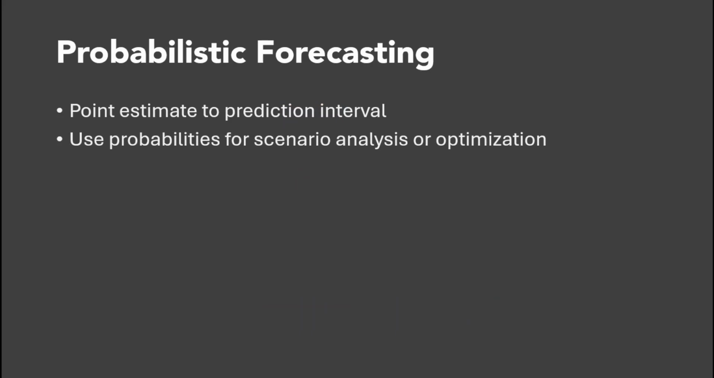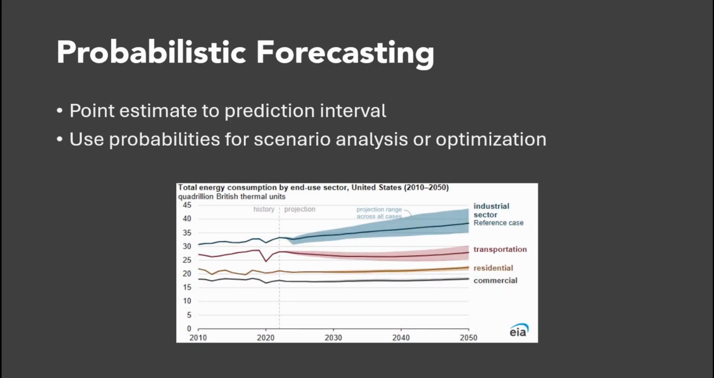Up until now, we've focused on forecasting point estimates. However, time series forecasting models can be adapted to provide probabilistic forecasts, where there's a prediction interval. The chart below provides a good example of how those prediction intervals are being used in these energy consumption forecasts. And the nice thing about having probabilities and prediction intervals is that they can actually be used as inputs for scenario analysis or optimization models.